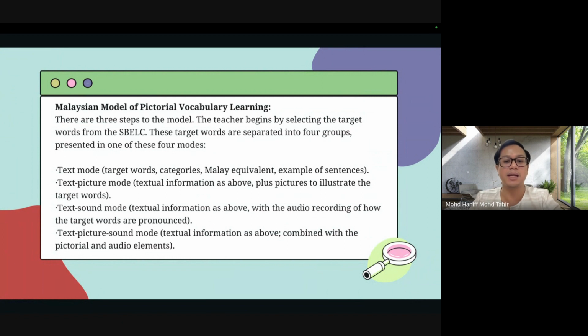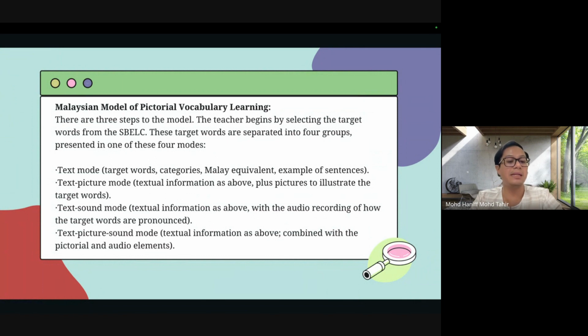These target words are separated into four groups presented in one of four modes. The first mode is text mode, which involves the use of target words, categories, Malay equivalent, as well as example sentences. The second mode is text picture mode, which involves textual information as above, plus pictures to illustrate the target words. The third mode is text sound mode, which involves textual information with an audio recording of how the target words are pronounced.